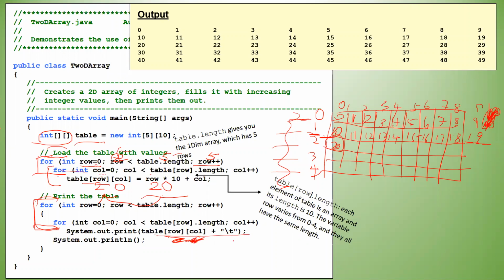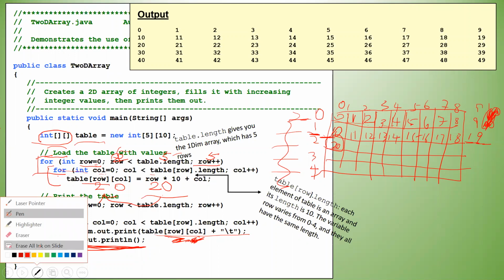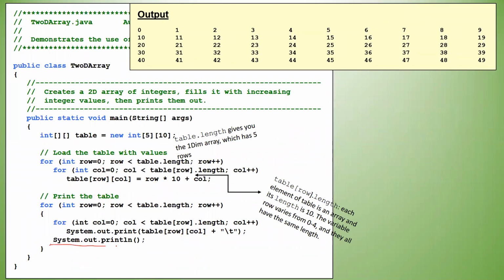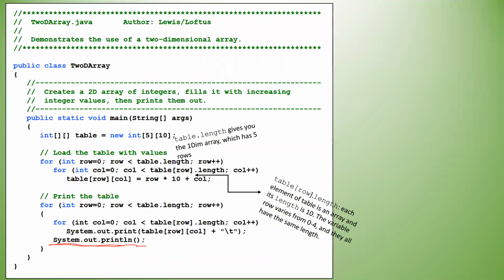And then you print it out. What does this do, everybody? When does this statement execute? I'm going to erase everything, right? You understand it. Okay, when does this statement execute, everybody? At the end of the inner loop, whenever it's done with the column. Yes, very good. This executes at the end of the inner loop.